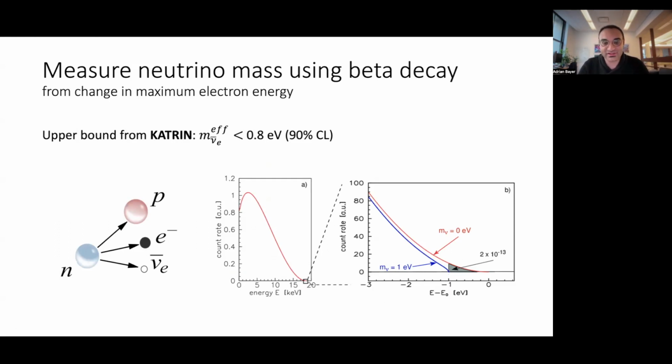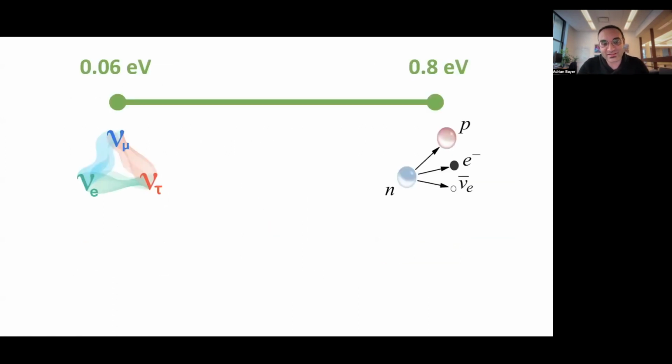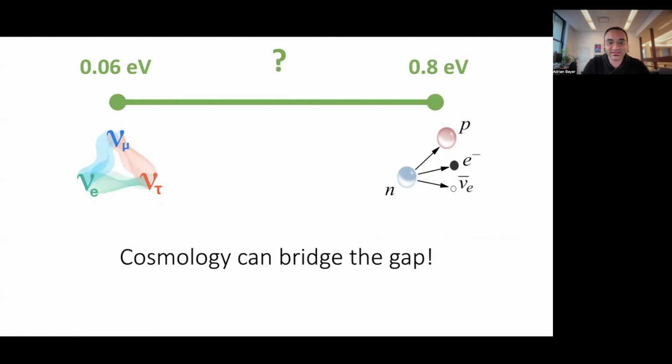So far, KATRIN has got a constraint of 0.8 eV as a maximum for the neutrino mass. It should go down soon, but that's where we are right now. So what we have in terms of particle physics right now is oscillation experiments giving us a lower bound of 0.06 eV and beta decay experiments giving us an upper limit of 0.8 eV. And cosmology can help bridge this gap.